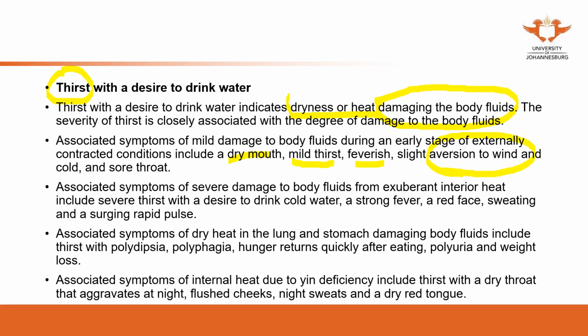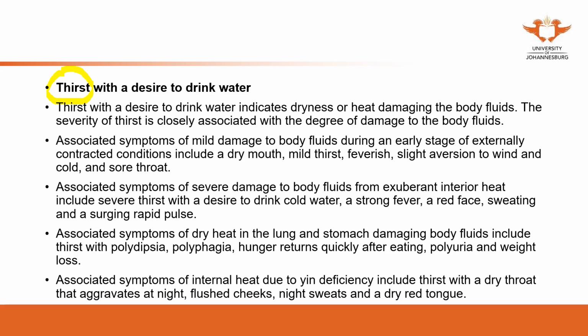What happens if the patient has aversion to wind? The patient has aversion to cold. Slight aversion to wind and cold indicates the superficial patterns. Sore throat comes from the heat. That's why the patient will have a sore throat. So dry mouth, thirst, and sore throat actually indicate the heat syndrome. But in a very early stage, the patient may present thirst, but they don't want to drink a lot. That's why we say mild damage.